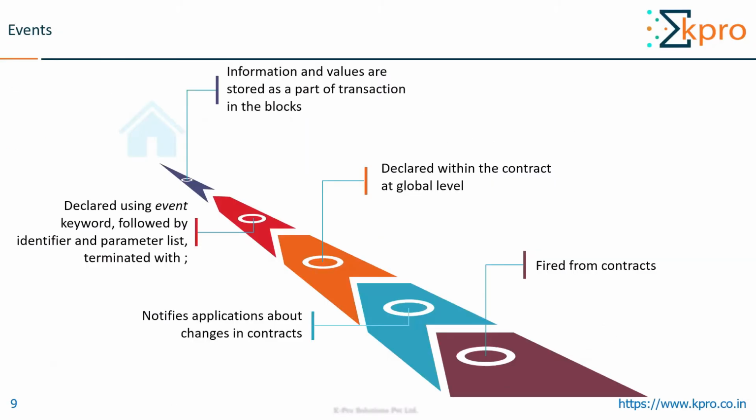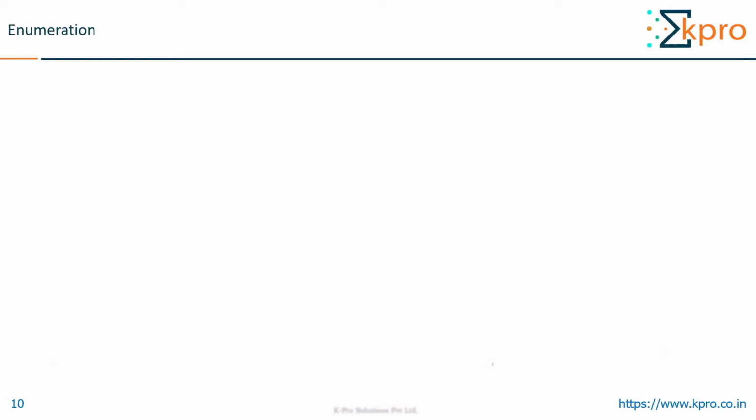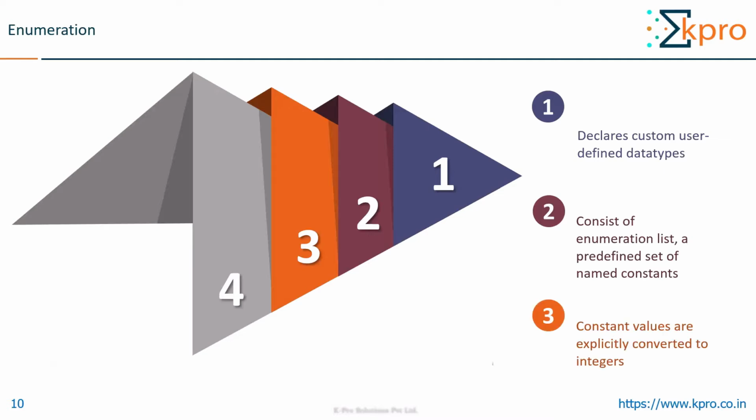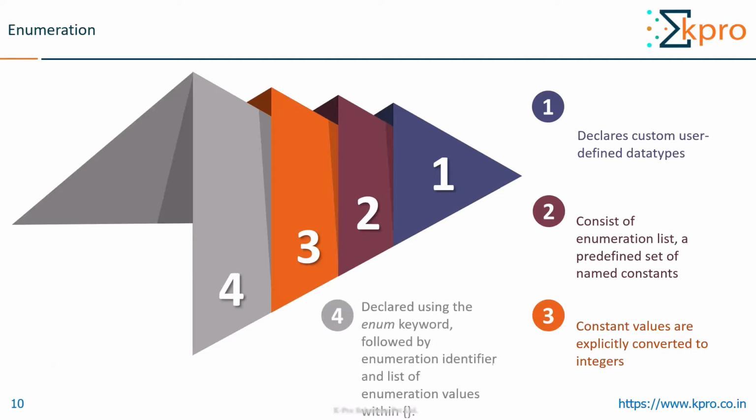Next, let us see what is enumeration. Enumeration helps declare custom user-defined data types. It consists of an enumeration list and a predetermined set of named constants. Constant values within an enum can be explicitly converted into integers, with each constant value getting an integer value, the first one having a value of 0 and each successive item increased by 1. It is declared using the enum keyword followed by the enumeration identifier and a list of values within curly braces. Now let us see how we write the enumeration declaration.